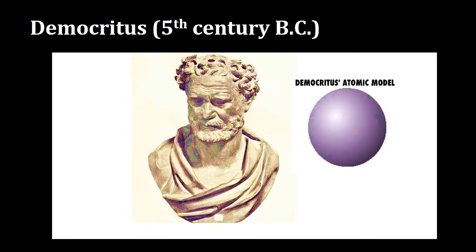Greek philosopher Democritus, in the 5th century before Christ, stated that matter is made up of small particles and these cannot be divided. The smallest particle of matter was named by Democritus as atom. In the Greek language, atomos means the one which cannot be cut.